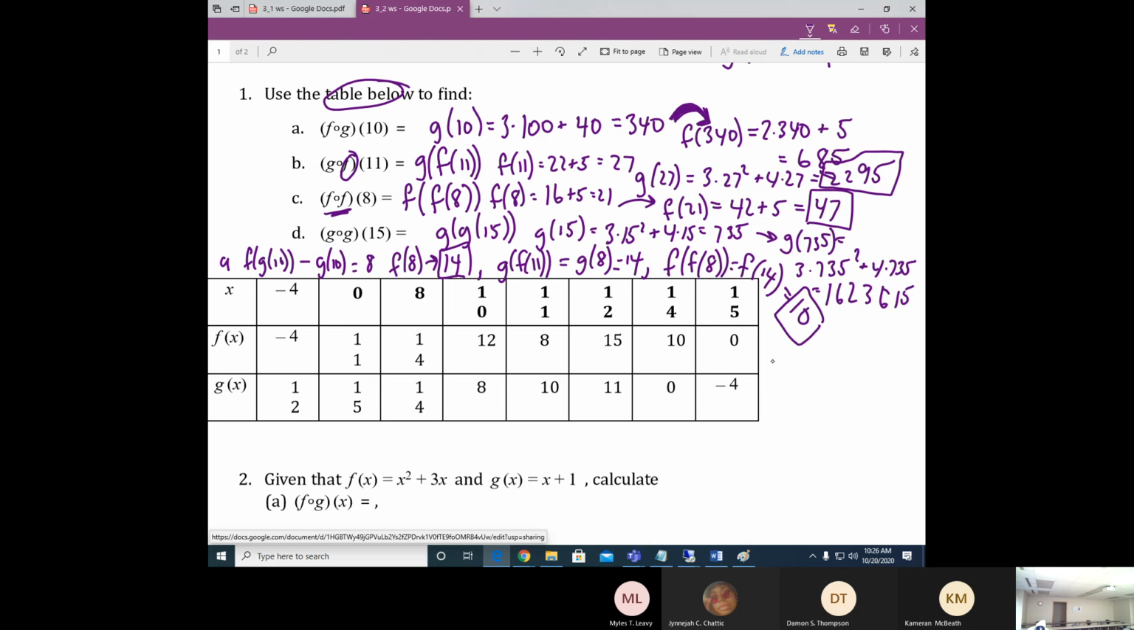And now the last one, g of g of 15 is equal to g of, let's see, 15, feed it into g, I get negative 4, is the same as g of negative 4, which is equal to, negative 4 into g gives me 12.